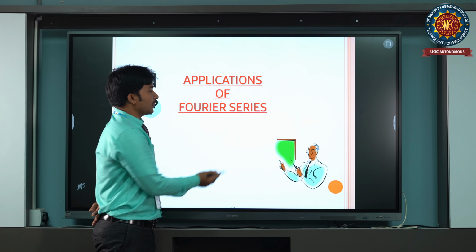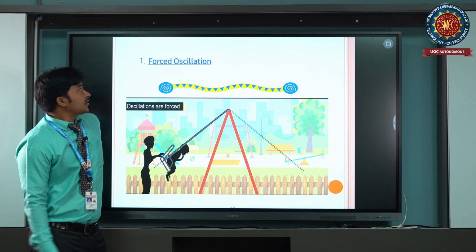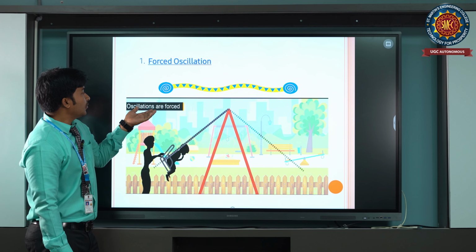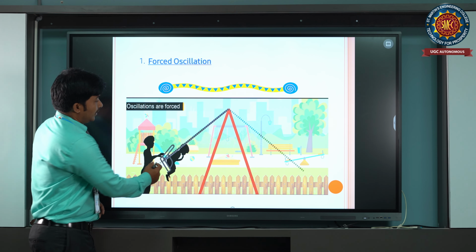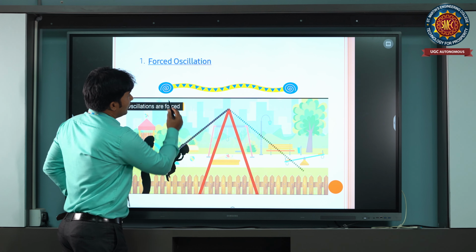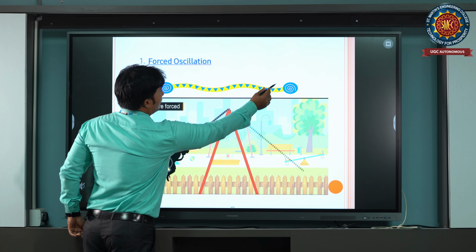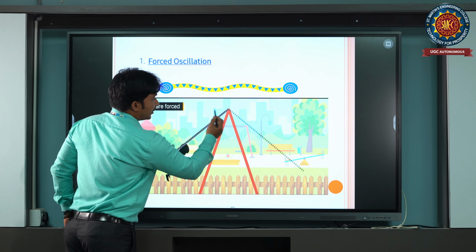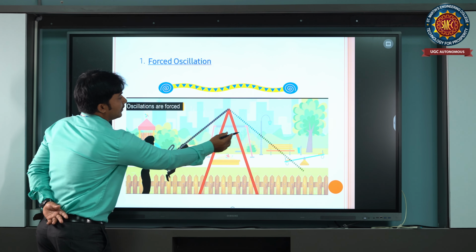What are the applications of Fourier series? The first one is forced oscillation. Forced oscillation means to get the oscillations of a force; observe the diagram. This is the oscillation forming a wave. This is the trigonometric wave that forces the oscillation.